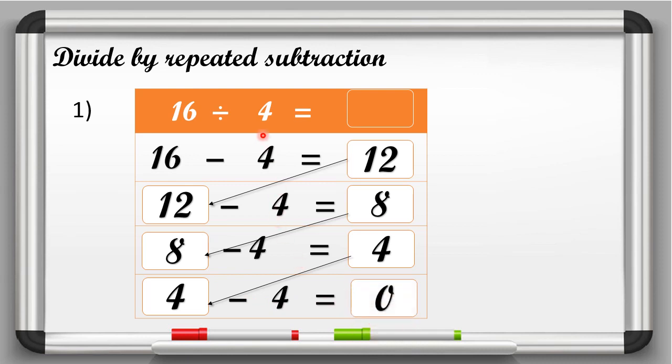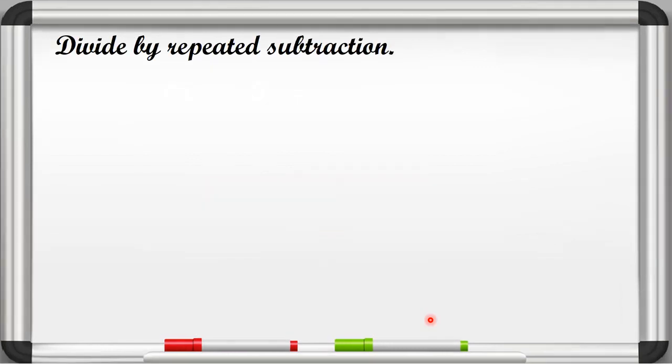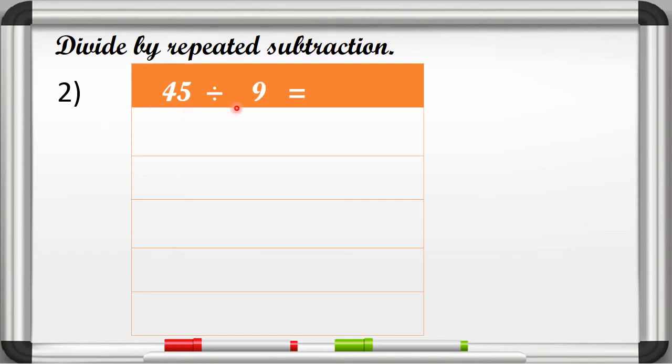So how many times we have subtracted 4? 1, 2, 3, 4. So here the quotient is 4. Understood बेटा? जब भी आपको लिखा होता है क्वेश्चन में कि रिपीटेड सब्ट्रैक्शन मेथड के थ्रू आपको इसे डिवाइड करना है तो आपने इसी तरीके से करना है. Understood? Now one more example of repeated subtraction. So here in this it is given 45 divided by 9 is equal to dash.